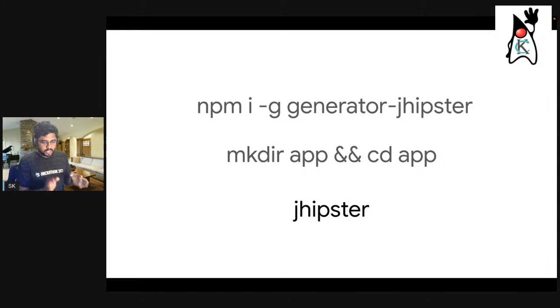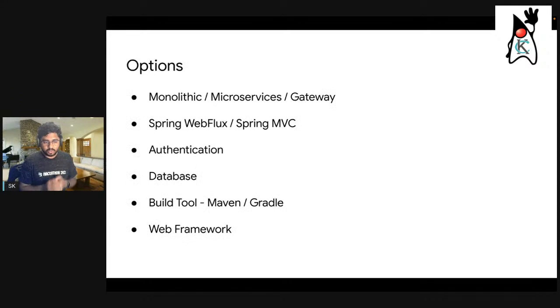It's going to ask you a bunch of questions, and those questions will determine what kind of application you're going to generate and what has to be inside it. There are a few questions, and I'm just going to highlight the most important ones. The first is what kind of application you're going to generate. It can be a monolith application, it can be a microservice, it can be a gateway application, as you've seen in the diagram before.